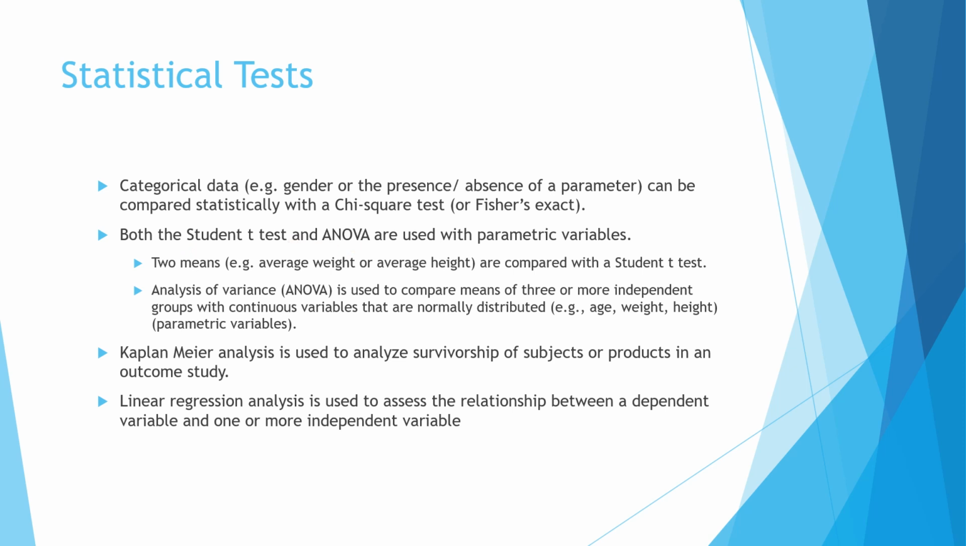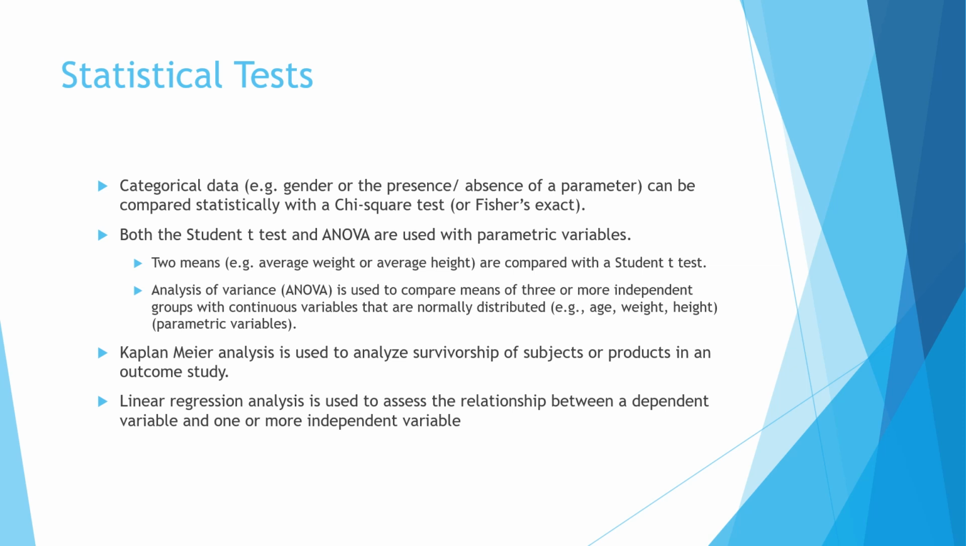The Kaplan-Meier is used to analyze the survivorship of a subject or a product, like it's used commonly, for example, for total hip survivorship or total knee survivorship. This is the Kaplan-Meier analysis. The linear regression analysis is used to assess the relation between a dependent variable and one or more independent variables.